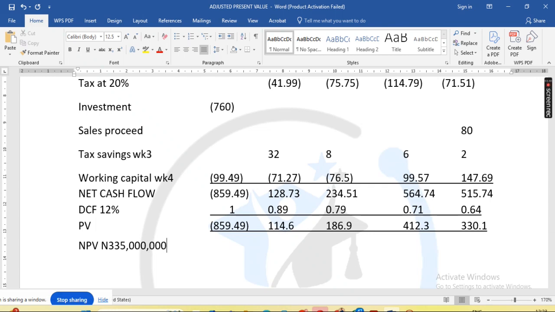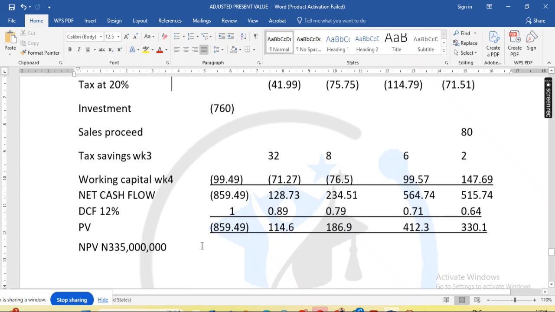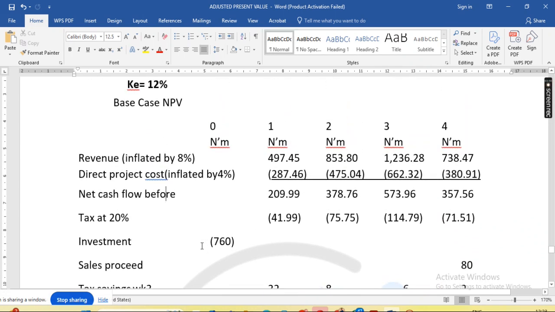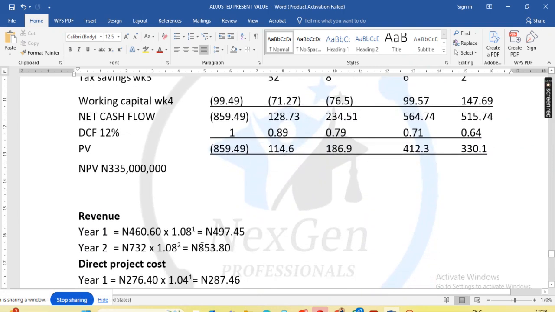So this is a positive NPV under the base case NPV. We are done with this. The next thing is the PV of financing effects.